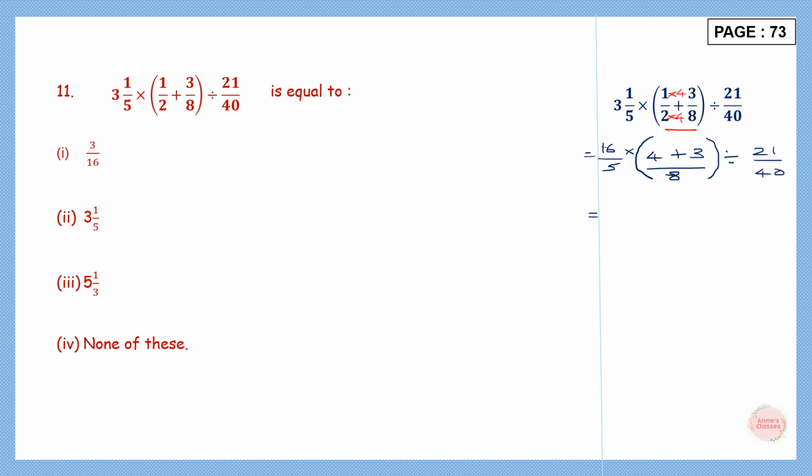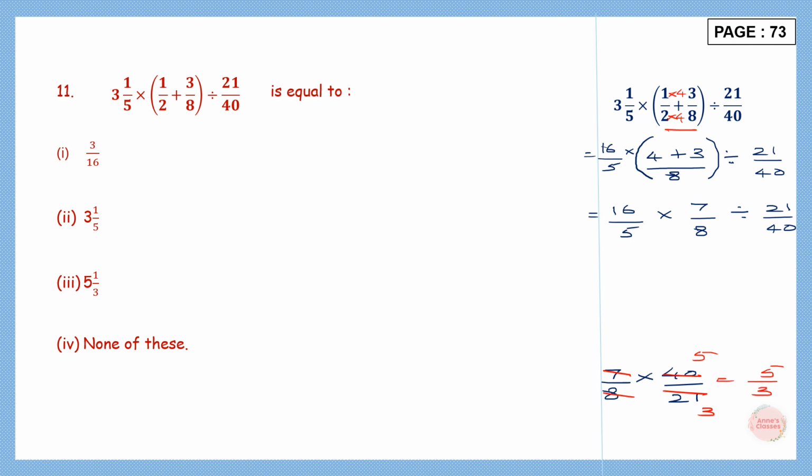Now let's remove the brackets. 16 by 5 into 4 plus 3 is 7 by 8 divided by 21 by 40. So now what do we have? We have multiplication and division. We should do the division part first. So when we do the division part, let's do it here separately. 7 by 8, division changes to multiplication. 21 by 40 becomes 40 by 21. Now it has become multiplication and we can cancel. 7 threes are 21, 8 fives are 40. So what do we have here? 5 by 3.